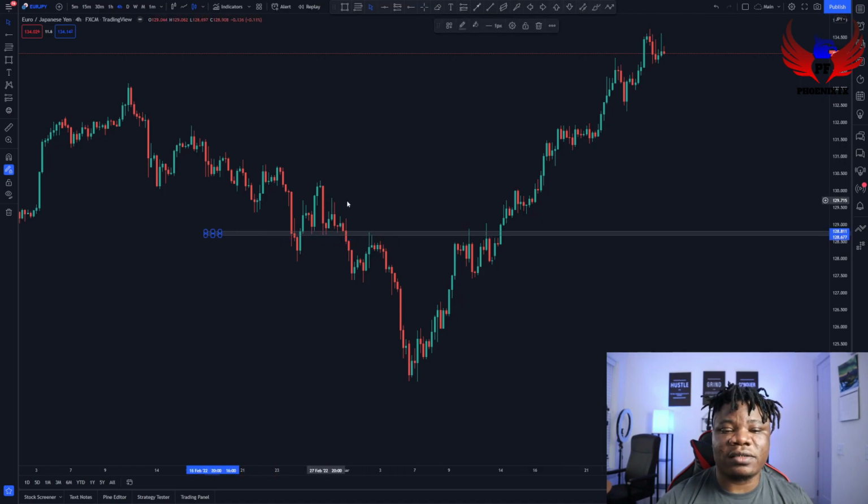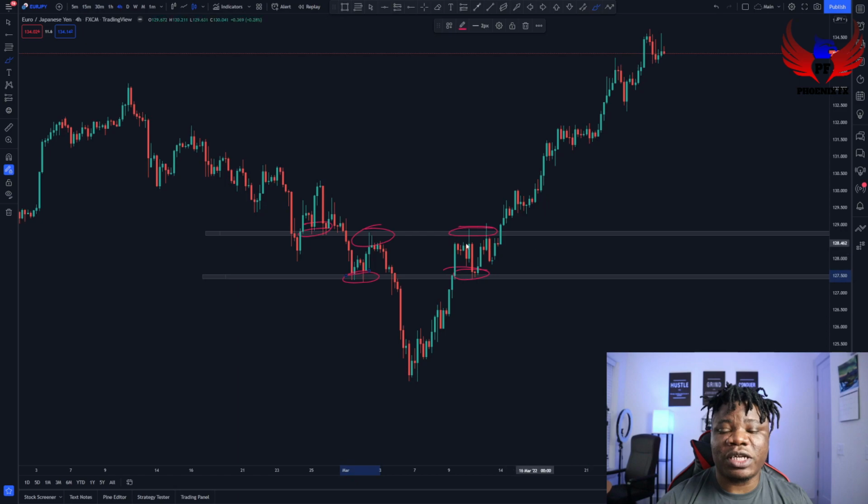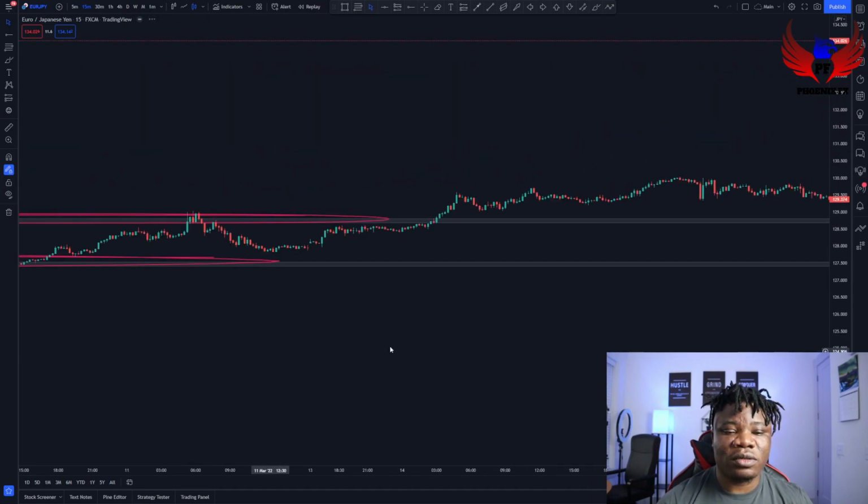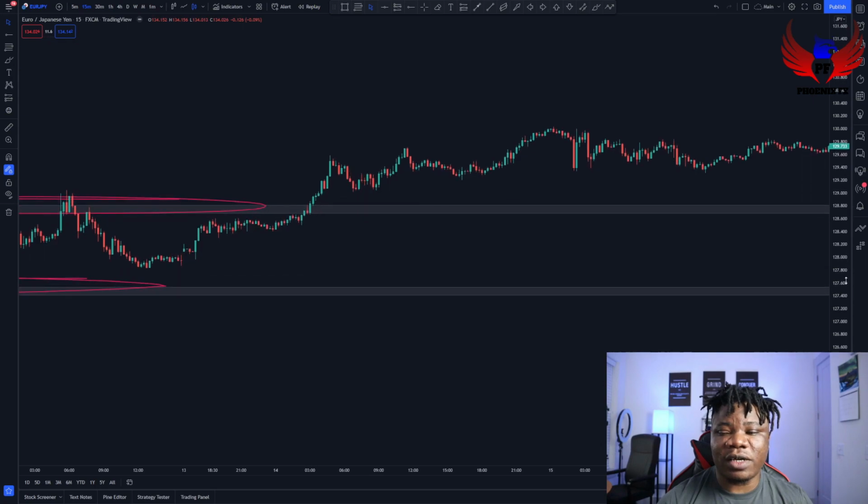so we had support here, support became resistance, then it became resistance here again as well. And we can also see that we had a previous support here, and we had a previous support here. So now that you've identified your zones, we can go to the 15-minute and look for that zone. We look for that zone, and here we found the zone.